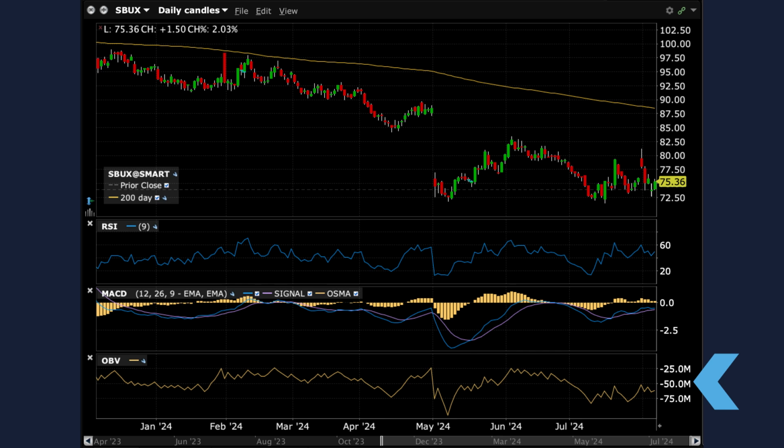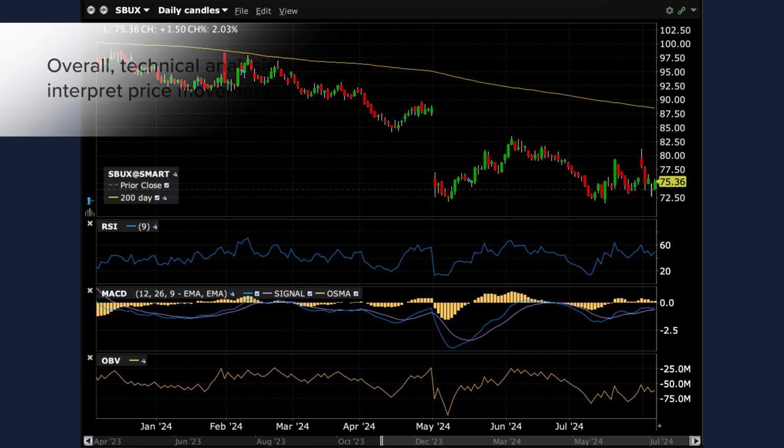Increasing volume during price advances or declines can confirm the strength of a trend. Volume-based indicators like on-balance volume, or OBV, analyze whether volume is flowing into or out of a security, providing insights into buying or selling pressure and confirming momentum trends.